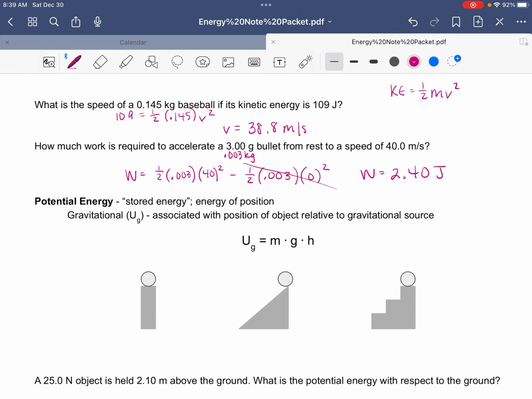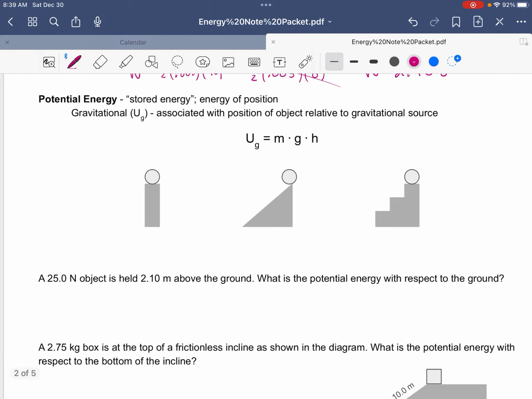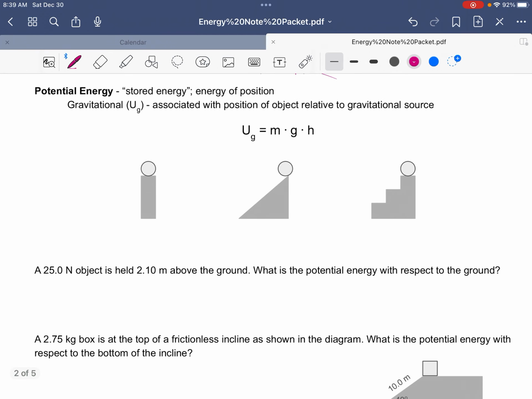The other type of energy was our potential energy. This is stored energy or energy of position. We're going to talk about gravitational energy today, and our next lesson will be on elastic potential energy. For gravitational potential energy, we use U, and the subscript denotes what type of potential energy it is. We use the G for gravitational. It's associated with the position of the object relative to the gravitational source.